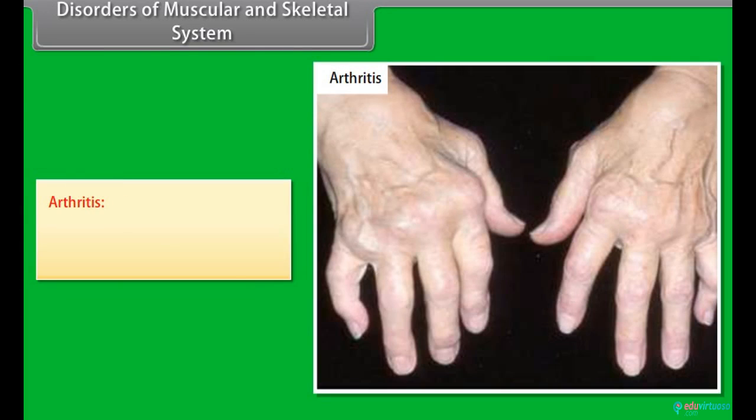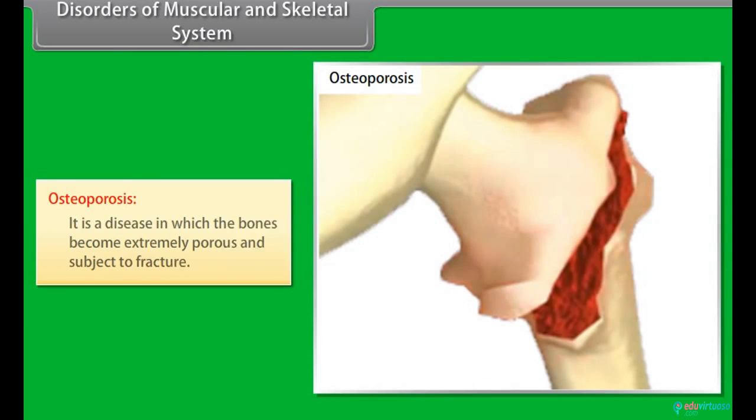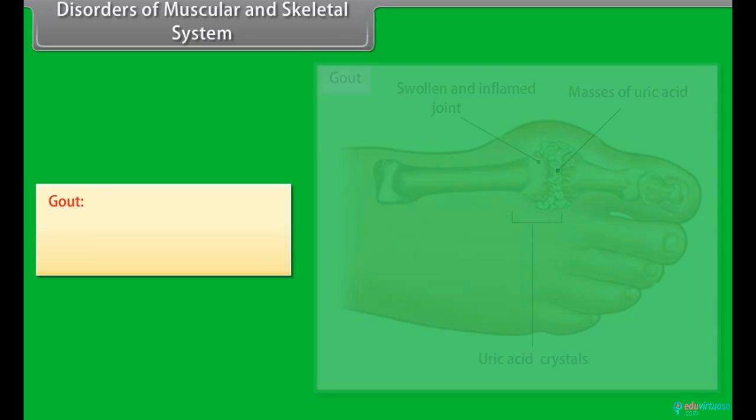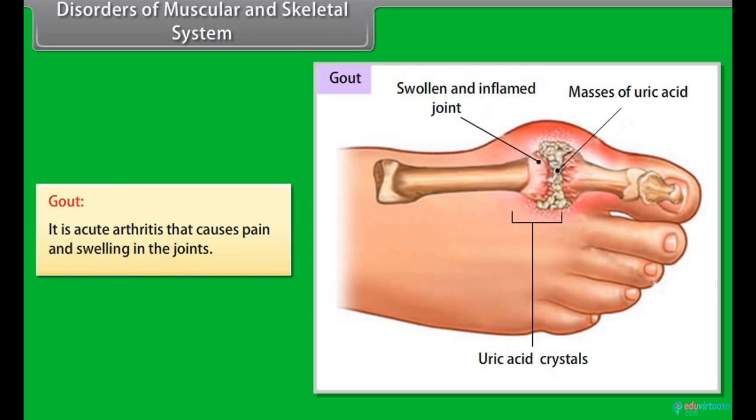Arthritis: it is an inflammatory condition that affects joints. Osteoporosis: it is a disease in which the bones become extremely porous and subject to fracture. Gout: it is acute arthritis that causes pain and swelling in the joints.